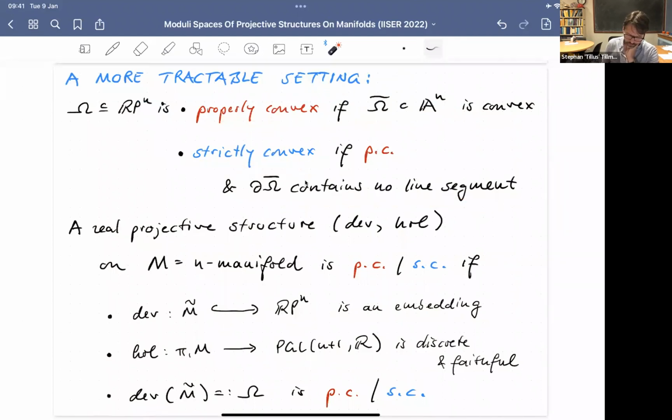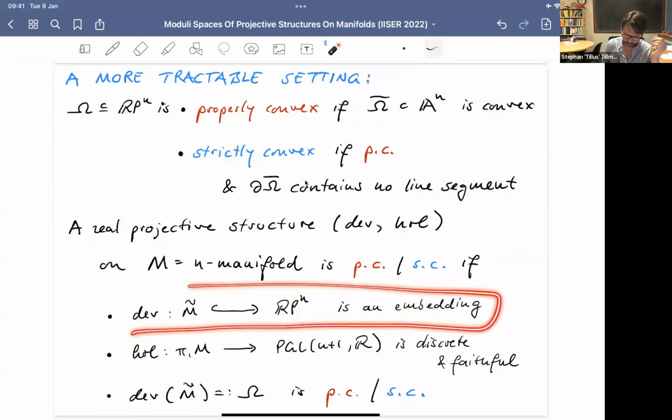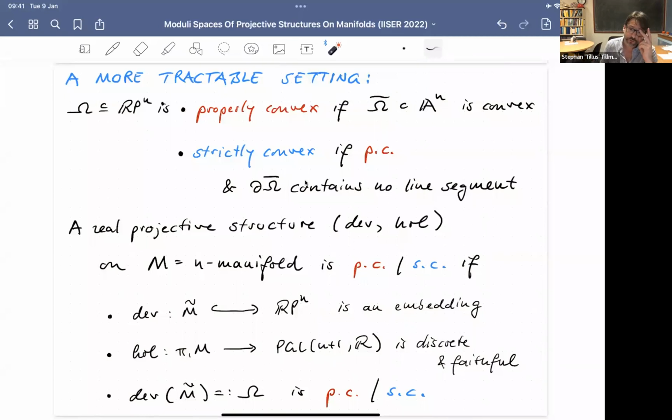And then I want to talk about the real projective structure on an n-manifold. I will say it's properly convex or strictly convex if, and we want three things. First, we want the developing map to be an embedding. So we're ruling out the other things that I showed you before, with these affine structures on the torus, for instance. Here we want the developing map to be an embedding.